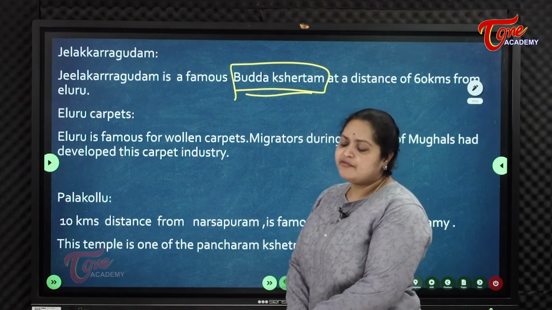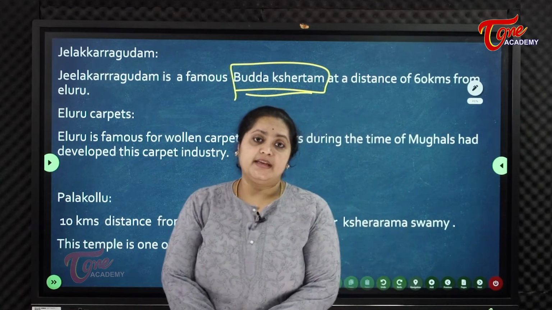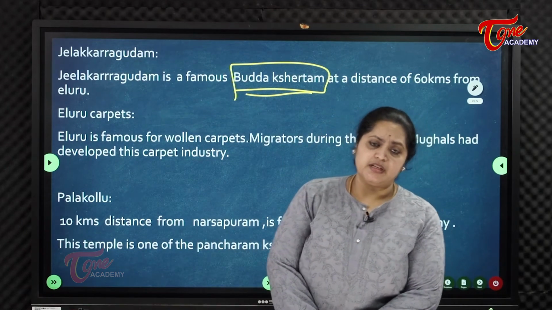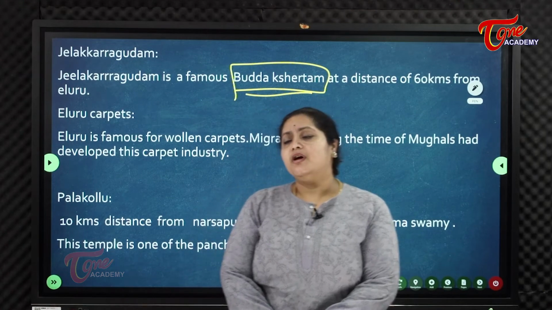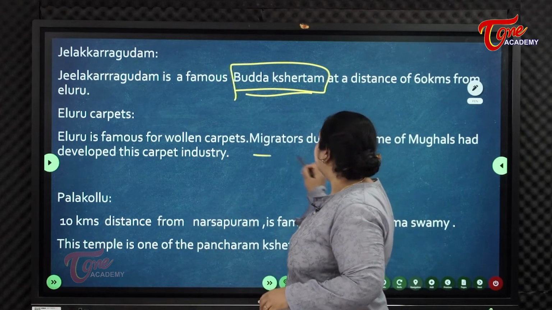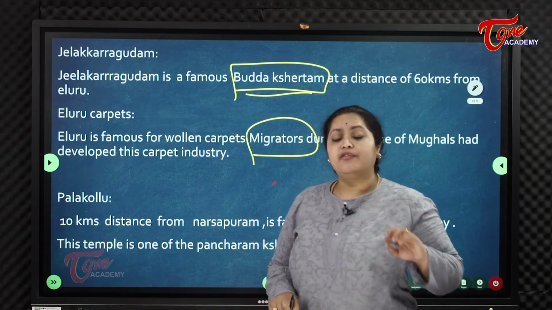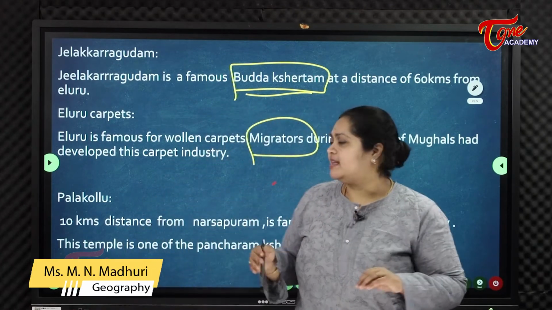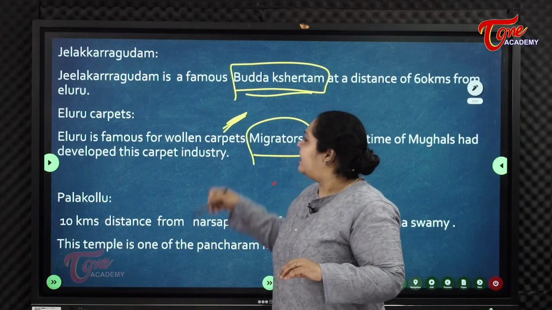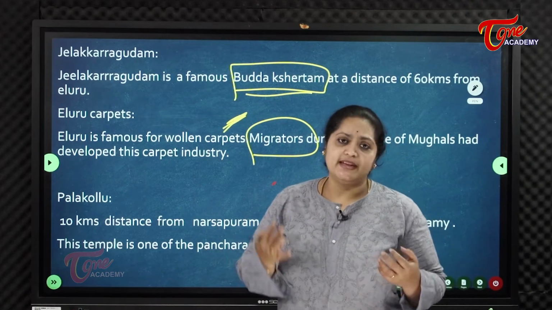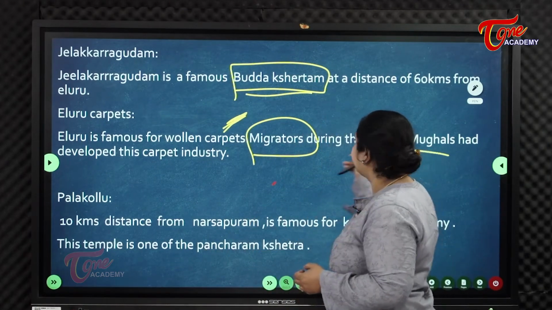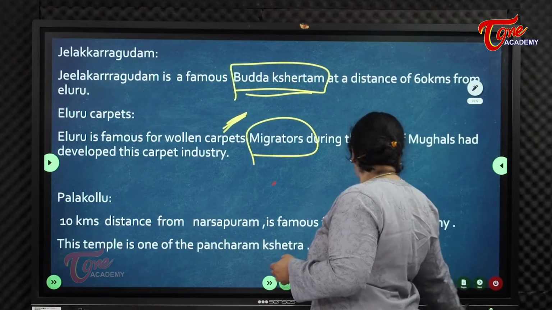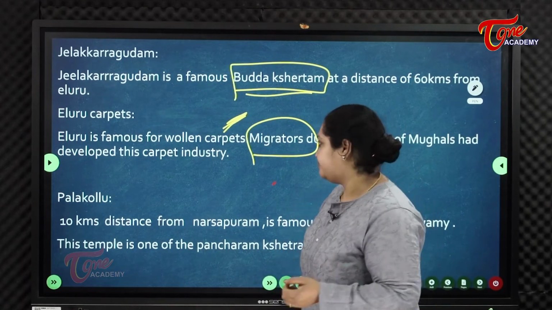Next, other famous things are Eluru carpets. Eluru carpets are very famous and very unique also. Some migrators, during the time of the Mughals, migrated and settled in Eluru and started weaving these woolen carpets. For that reason, these carpets are very famous and they have a Mughlai style.